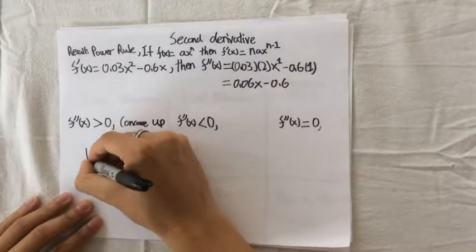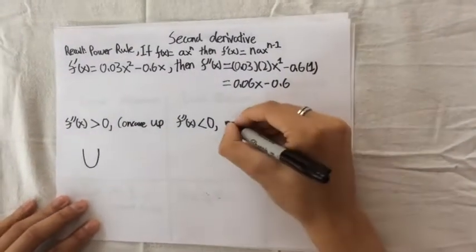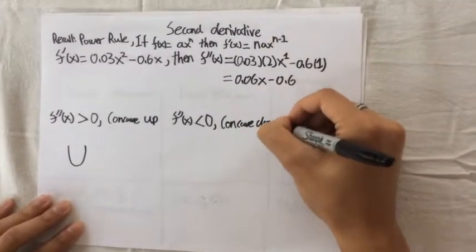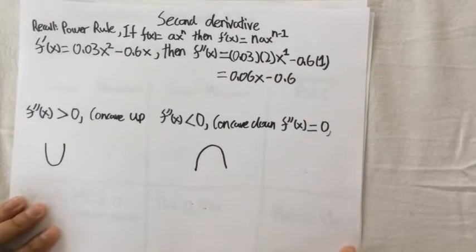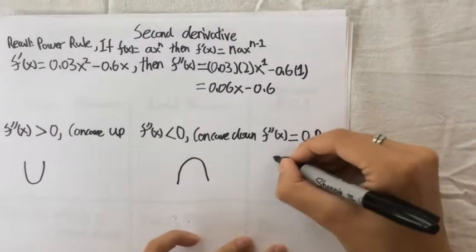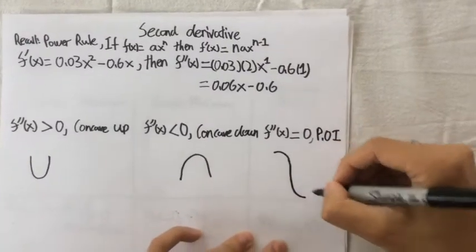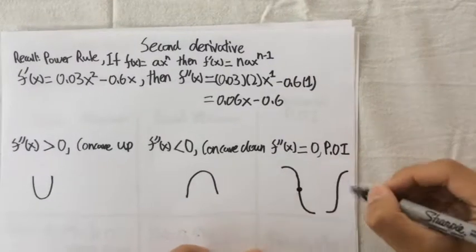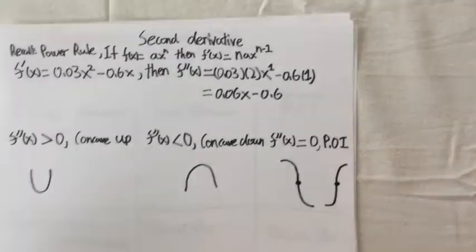and looks something like this. When f double prime of x is less than 0, it's concave down, and looks something like this. And lastly, f double prime of x equal to 0 is a point of inflection. So when you have a function decreasing or increasing, doesn't matter, this point right here in the middle, between the maximum and the minimum value, that is your point of inflection.